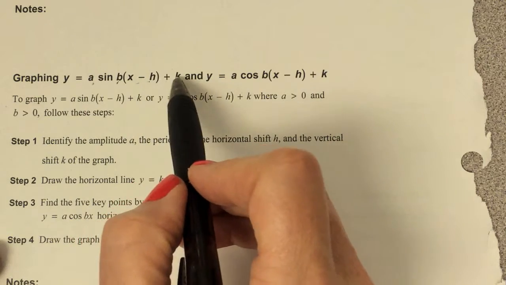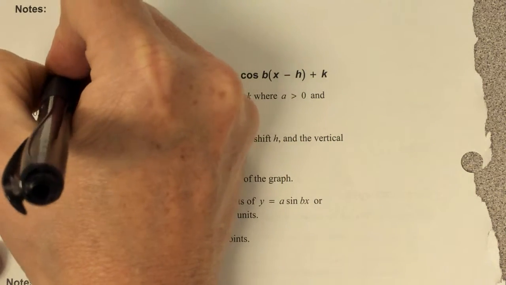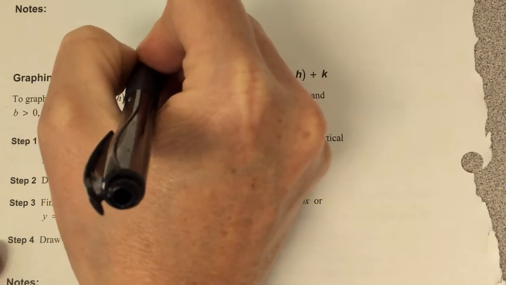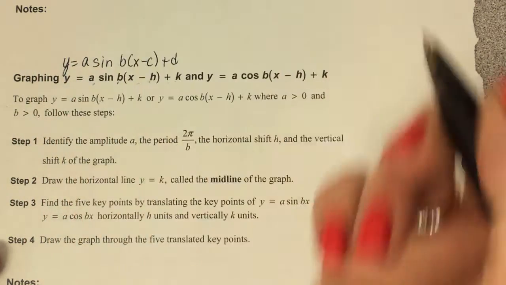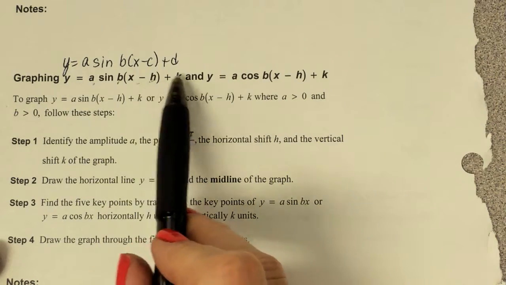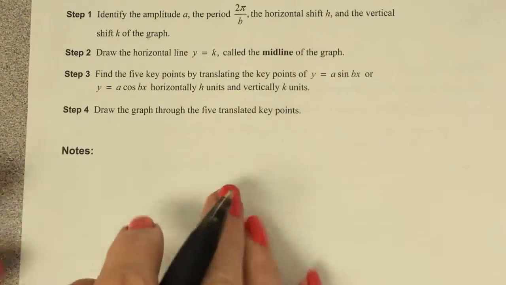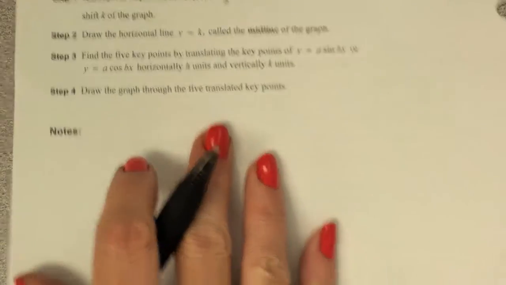Our book uses H and K here. A lot of textbooks I have seen do it like this. They call those C and D. So just be aware that you can call these HK or CD or whatever variables you want. All right, so our step-by-step method for graphing.